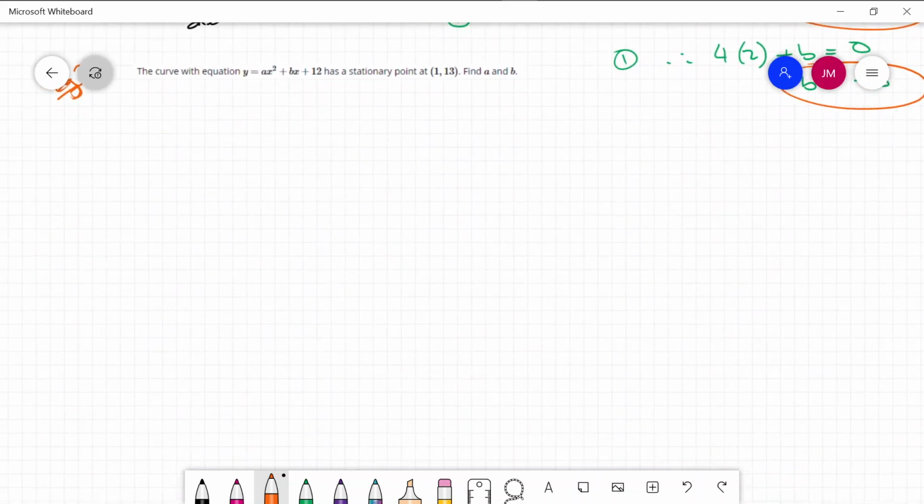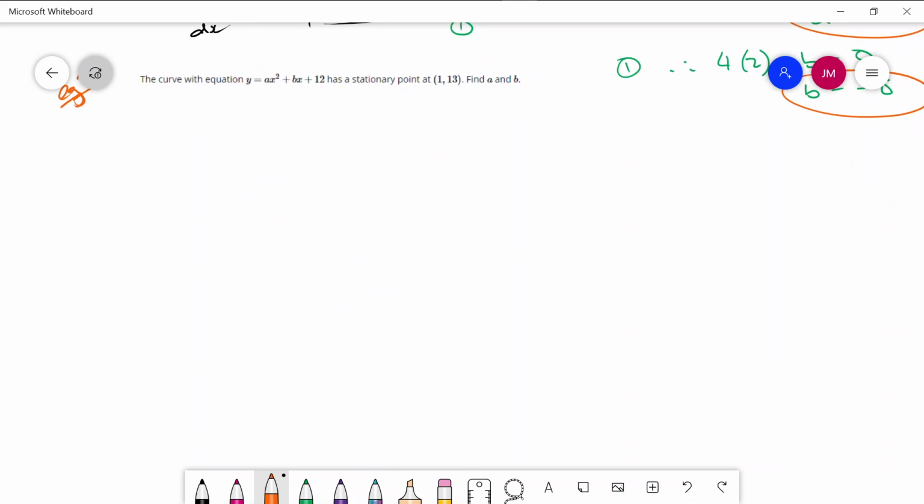Let's have a look at another one. A little bit trickier. This one, we've got a curve y equals ax squared plus bx plus 12 and a stationary point at (1, 13). So find a and b. So we know the point (1, 13) goes into there. So y is 13, x is 1. So therefore we'd have 1 squared is 1 times a, b times 1 plus 12. So we end up getting 1a plus 1b plus 12 equals 13.